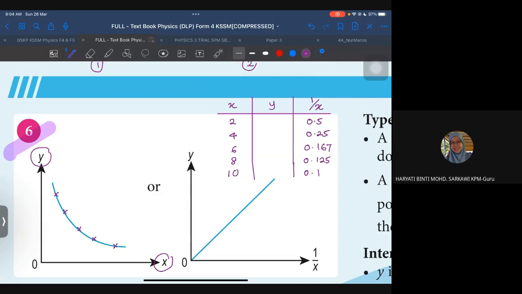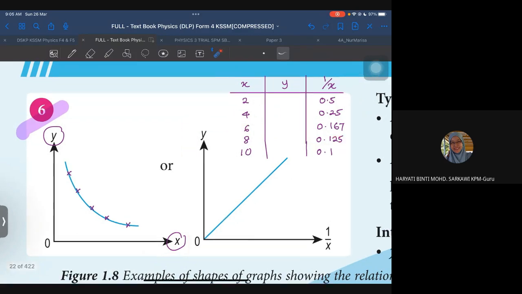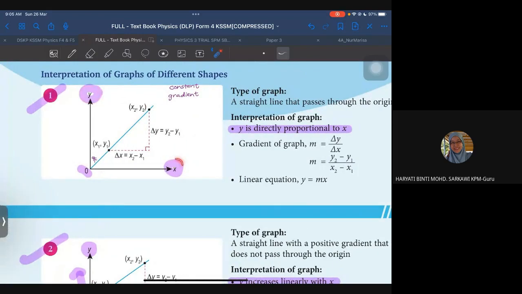So it means that you are using this data. Let's say you have your y and x. You use this here, and with the same value of y, for this graph, you will get a graph like this. A straight line graph from the origin. So now this graph is the same as the first graph that we looked at just now. For the first graph, we say that y is directly proportional to x.